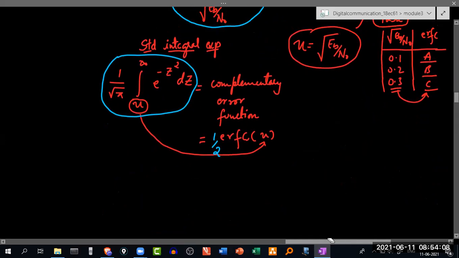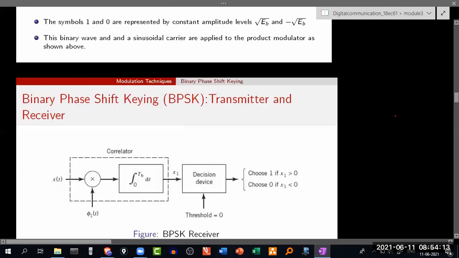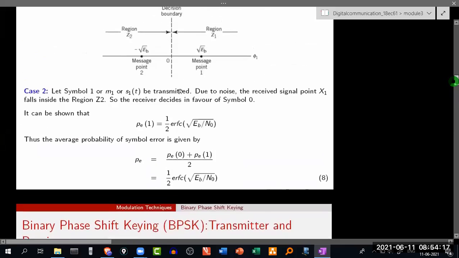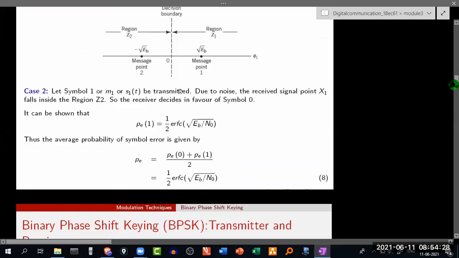So I hope you got an idea of how this probability of error function works, and this is very important because only by using this error probability can we evaluate the performance of the receiver. And in order to measure its performance, right now we have got a mathematical expression, which is this.